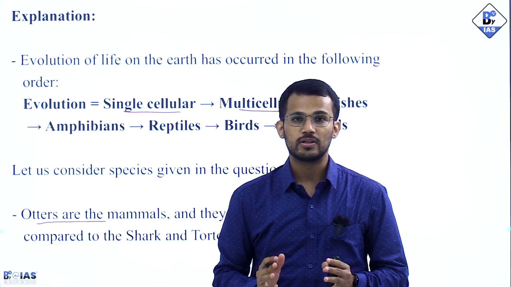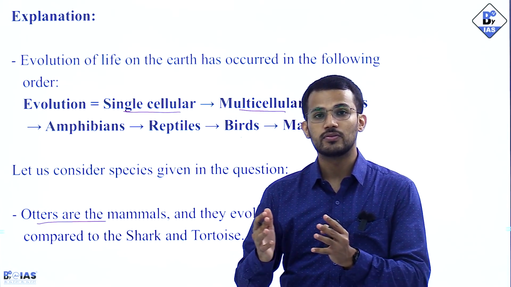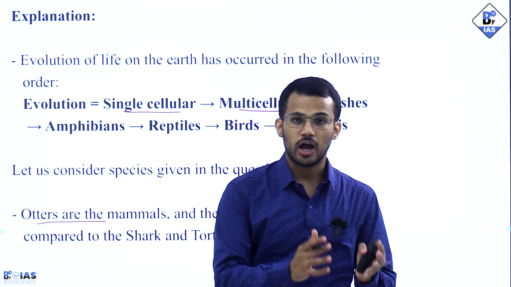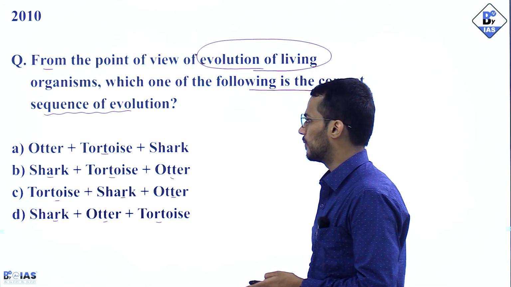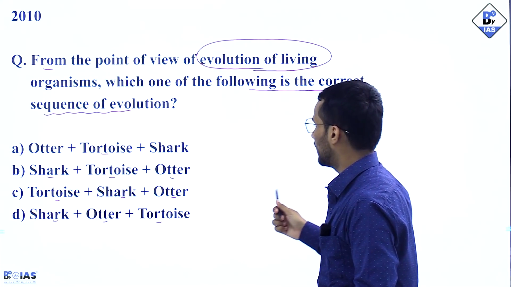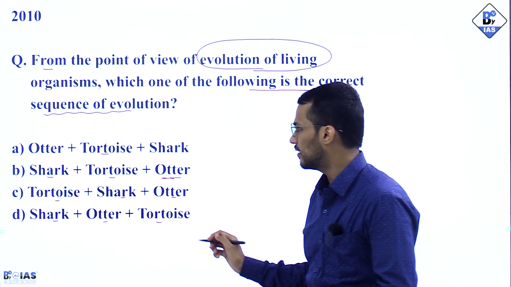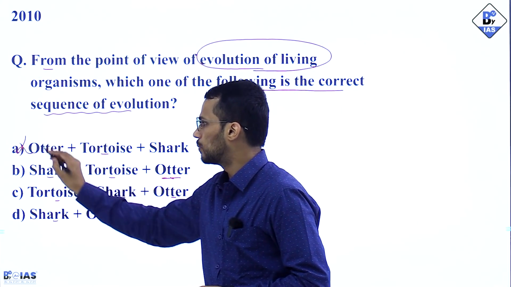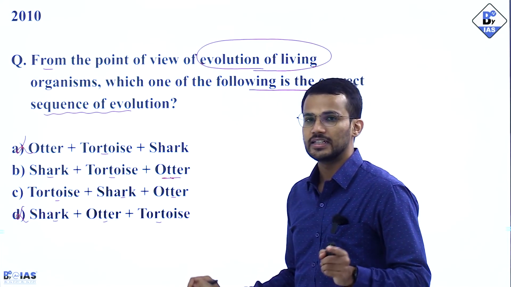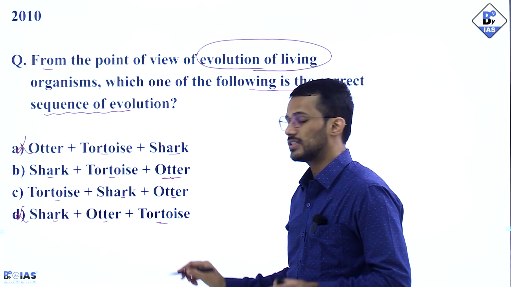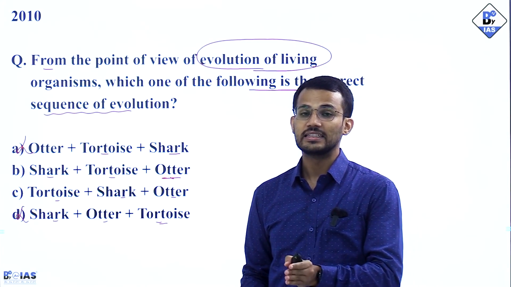Otters are mammals, and that's why in the order of evolution, they must have evolved after shark and tortoise, right? So if we go back to the question, then we can say that otters, as they have evolved towards the end, we can easily eliminate option A and option D, because in option A and D, it is shark and tortoise that has been given as the animal species that has evolved at the last.